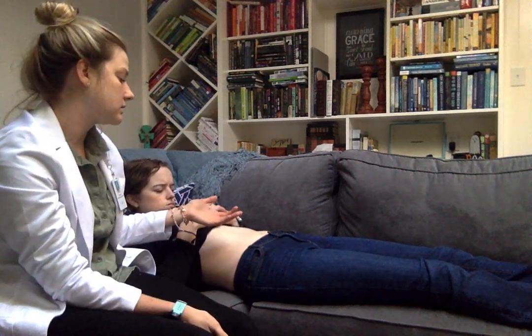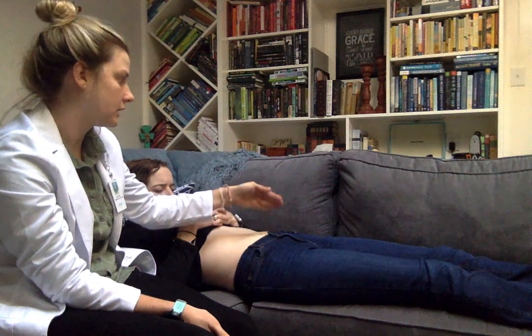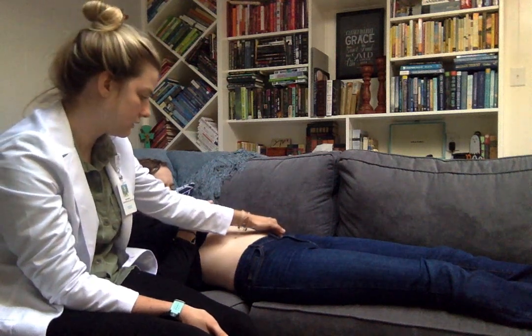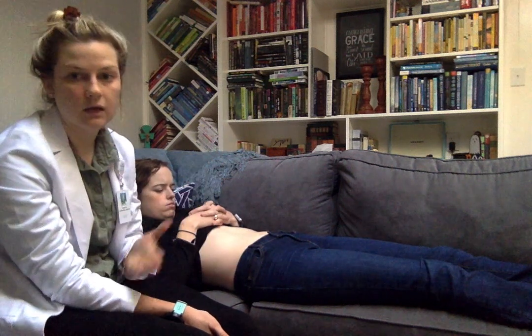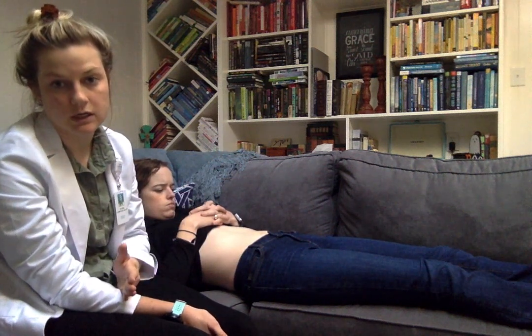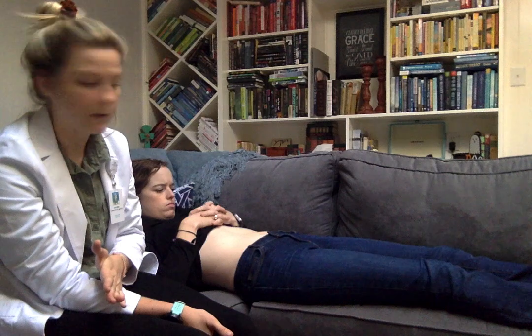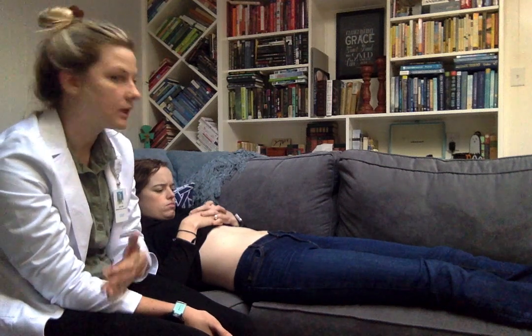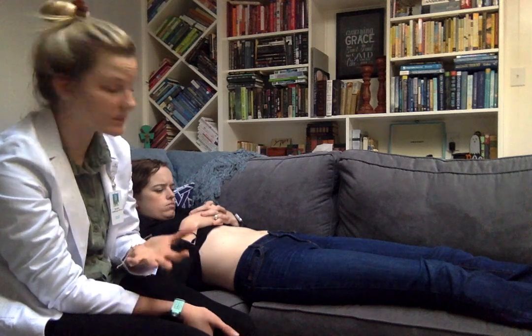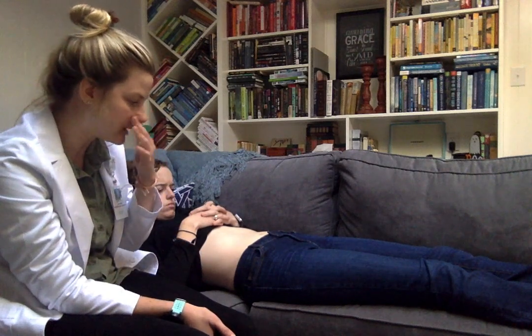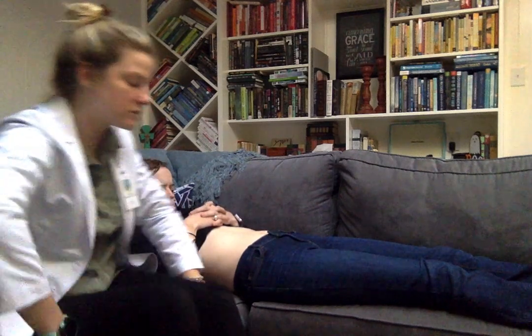And what that means is I'm going to put pressure in the left lower quadrant. Let up. Any pain or tenderness there? And it would be positive if there was pain or tenderness in the right lower quadrant. And so that was a negative test. We don't have any signs of appendicitis from that test. What I'm going to do now is move on to the psoas sign.